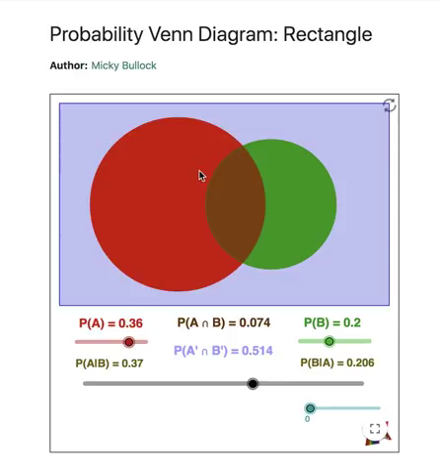Here we have two events, A and B. A is a little bit more likely to occur with a probability of 0.36, and B has about a 20% chance of happening, and they do have an overlap. We are also provided other probabilities, including the intersection. That upside down U is just for the word "and" for the intersection probability.